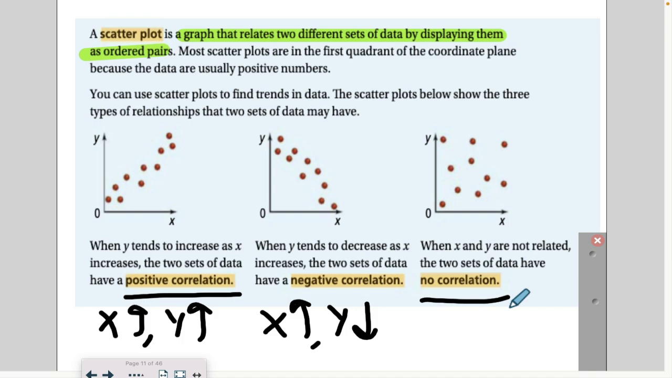Sometimes things aren't related. Like if I collected all of your shoe sizes, because you know how much I love shoes, and the temperature outside, and I plotted them as ordered pairs, I could do it. Would you expect any kind of relationship between them? No, I hope not. Okay, no relation. So you can graph any variables you want. That doesn't mean they're going to be related.